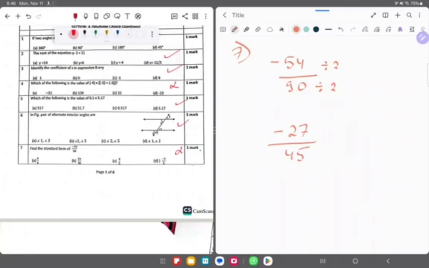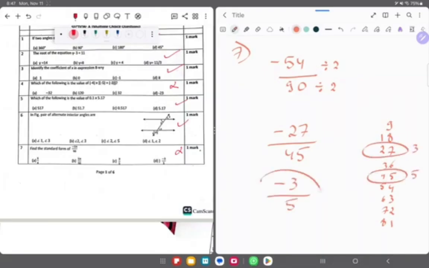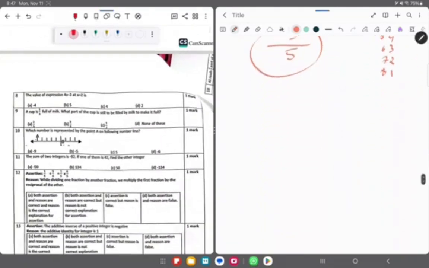Minus 27 over 45. Now I need to do the 9 multiplication table. 9, 8, 7, 6, 5, 4, 3, 2, 1, 2, 3, 4, 5, 6, 7, 8. Now, 9 times 1, 9, 27, where's 27? This is third. So minus 3, 45, it's here. 3, 4, 5, so this is minus 3 over 5. So this one must be minus 3 over 5. It's a D. So what did you write, Adia? You wrote 3 over 5. No, this is the correct one. Okay. Now 8.